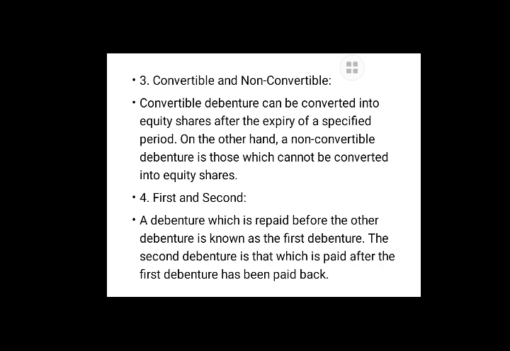The next classification is based on convertibility. From the convertibility basis, there are two classes. One is convertible debentures and another is non-convertible debentures. Convertible debentures can be converted into equity shares after the expiry of a specified period. On the other hand, non-convertible debentures are those which cannot be converted into equity shares. Such debentures are not convertible into shares.